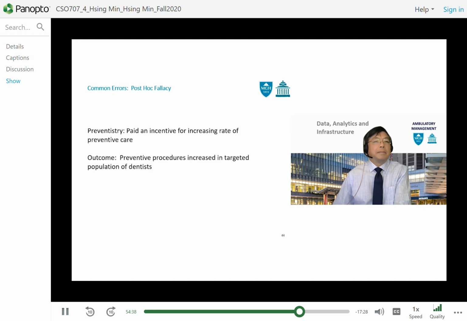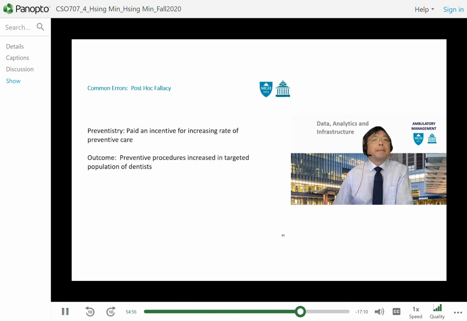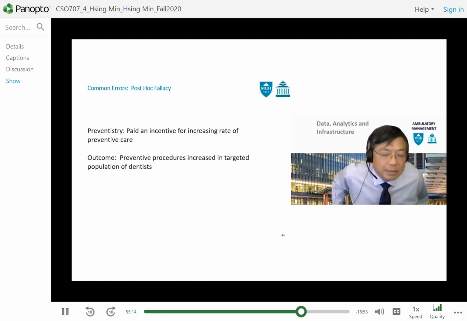We had a program where we paid an incentive for increasing preventive care. And we wanted to see, and we did see, that preventive procedures increased. But when we looked, first of all, the preventive procedures increased both among people who were paid and people who weren't paid. And they tended to increase before they were even aware of the program.